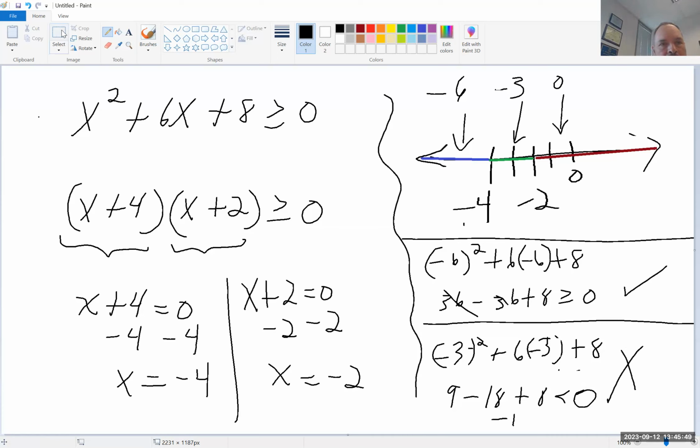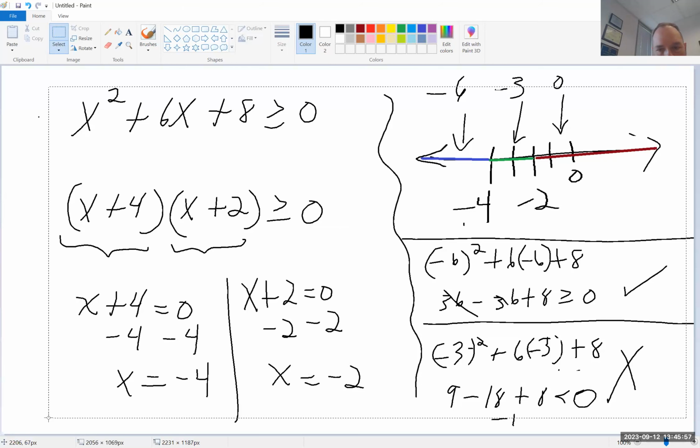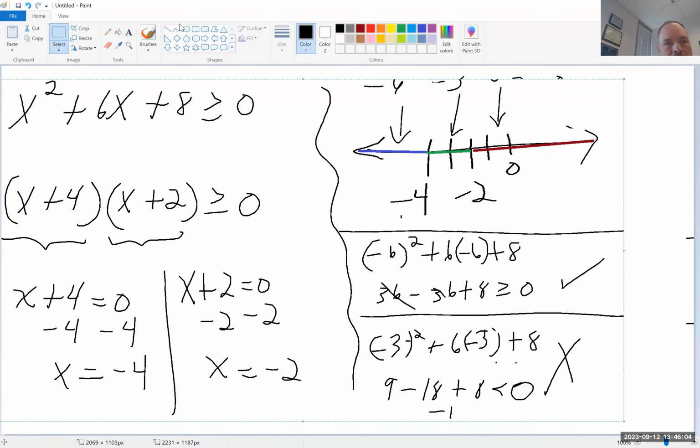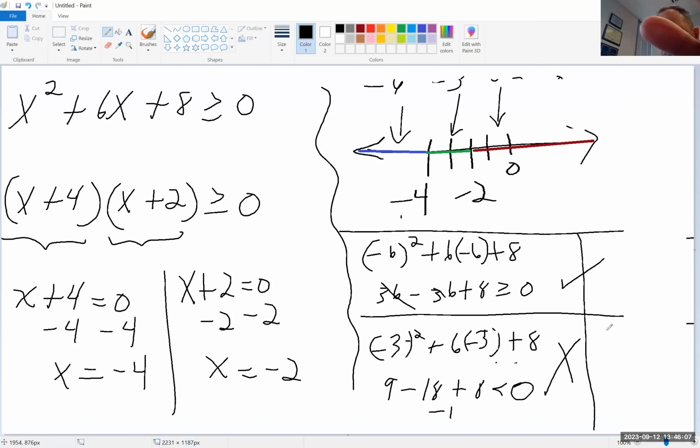And the last thing I'm going to do is check 0. So I'm just going to make a little box over here. That should be easy because I just need to plug in zeros and see what we get. So it's 8. And yes, 8 is definitely greater than or equal to 0. So that does check out. So then it's the blue and the maroon regions that work.